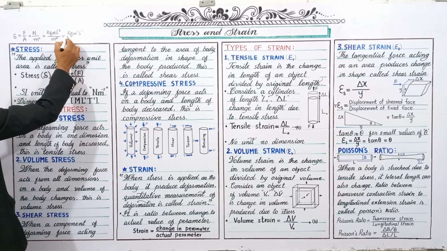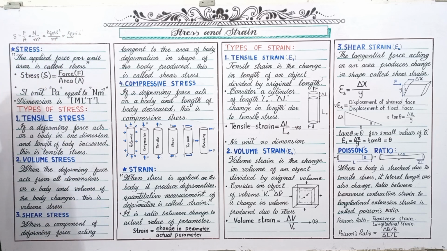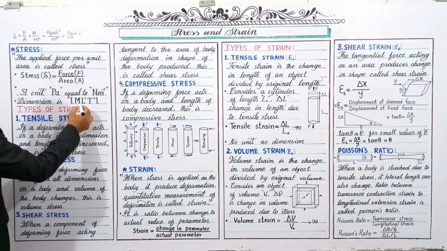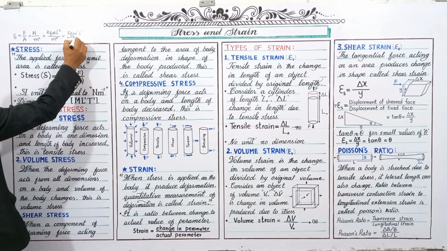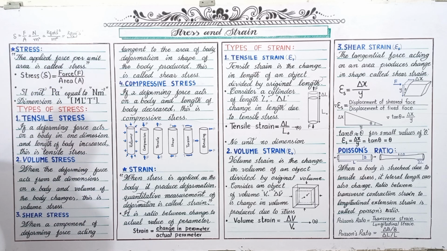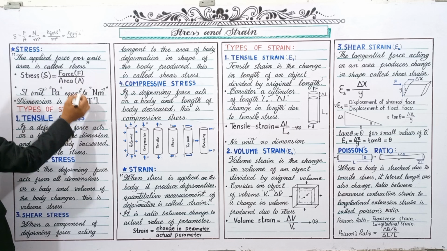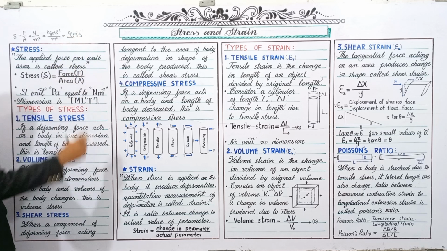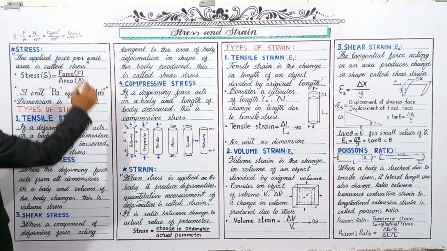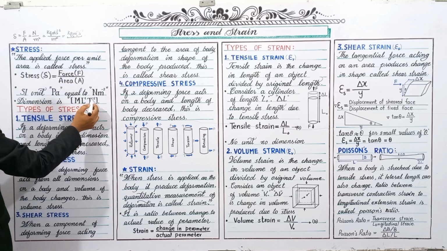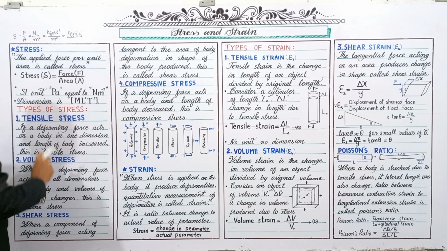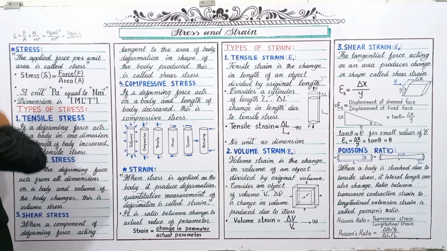So this is the unit of mass, kg, and the dimension of mass is capital M. This is the unit of distance, meter, and it has the power minus 1. So meter is basically a length, so L power minus 1. Second is basically time, so s power minus 2 means time power minus 2. So this is the dimension of stress.